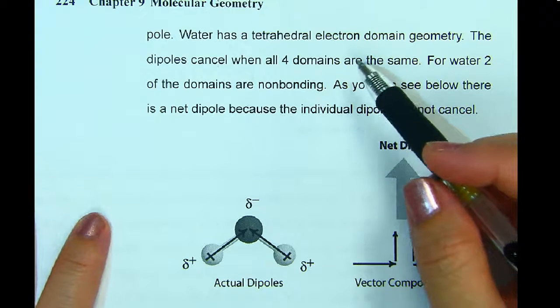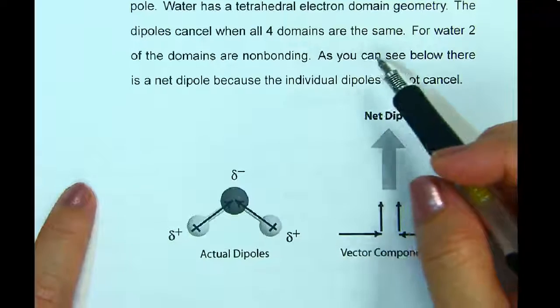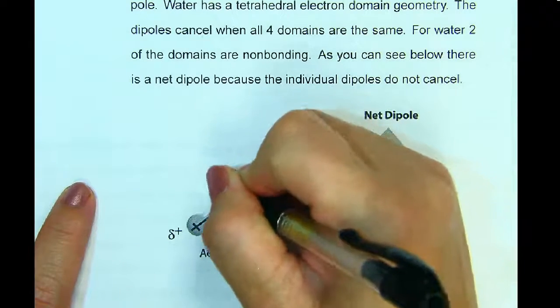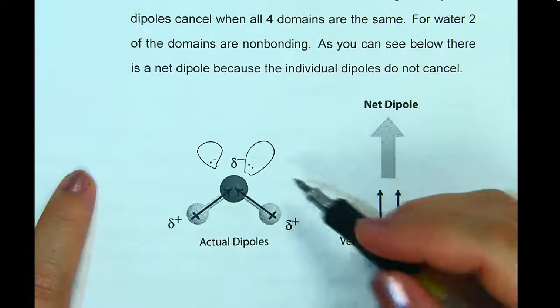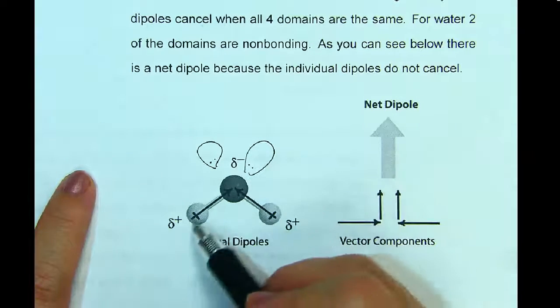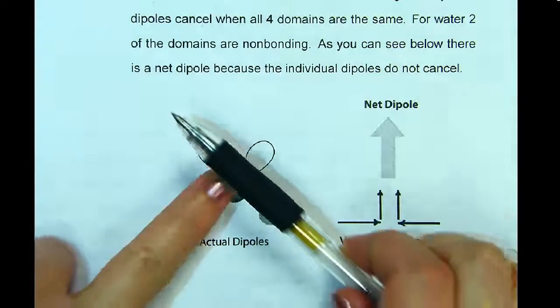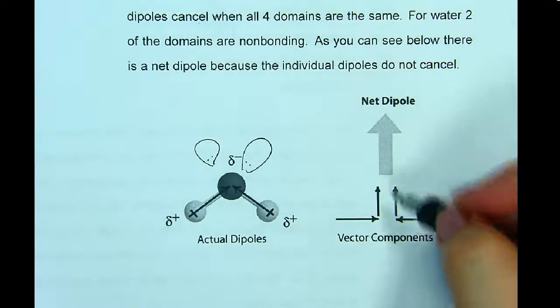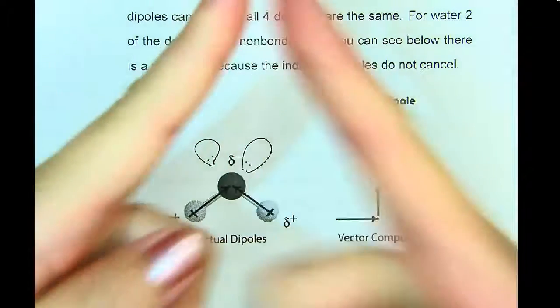Water has a tetrahedral electron domain geometry. The dipoles cancel when all four domains are the same. For water, two of the domains are non-bonding, or lone pairs, here and here. Because these two lone pairs are present, you have a bent configuration, which means your dipoles work their way up and cross and do not cancel each other. So we have an overall net dipole going in the upwards direction.